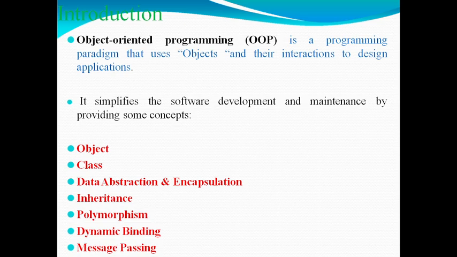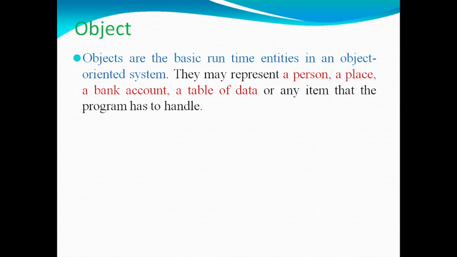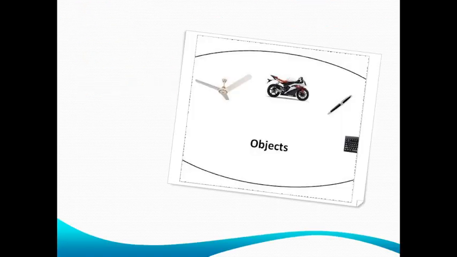The introduction to the basic concepts of OOPS: object, class, data abstraction and encapsulation, inheritance, polymorphism, dynamic binding and message passing. So what is an object? The object is an entity. It is an instance of the class. That is called an object. Examples: persons, places, a bank account, a table of data, any item that the program has to handle. This is the object. You can see any one object, and that object has some properties.